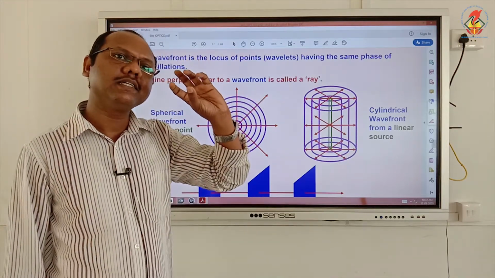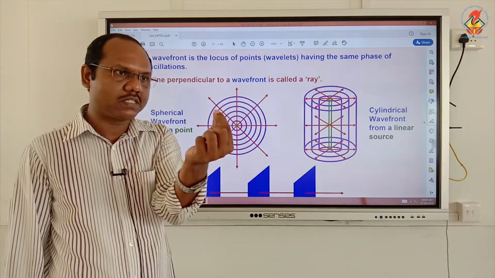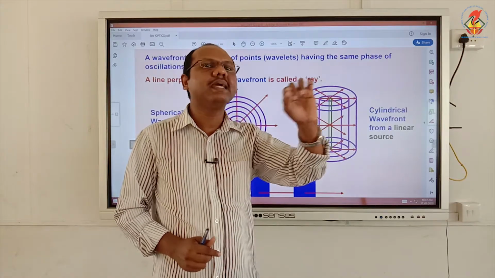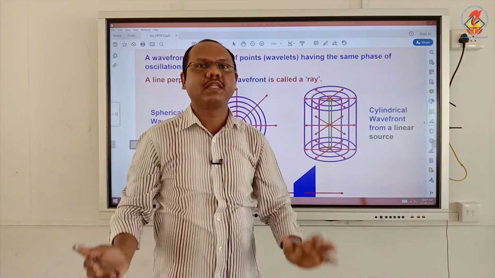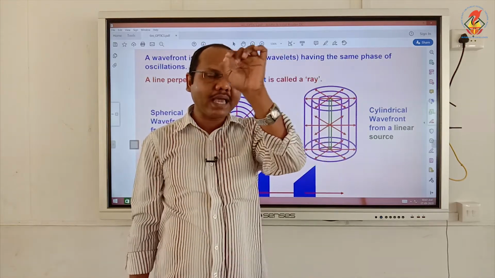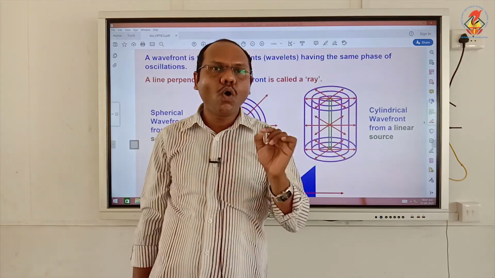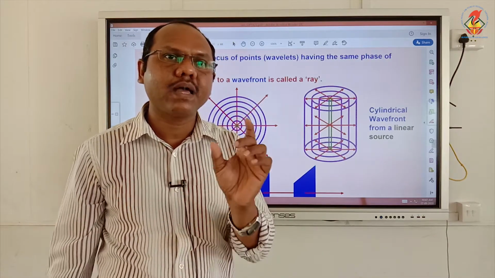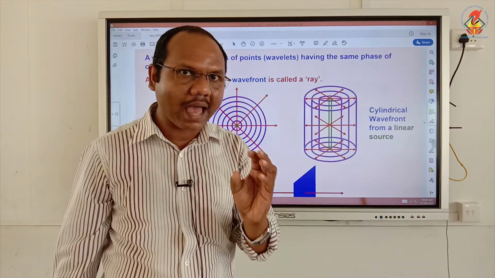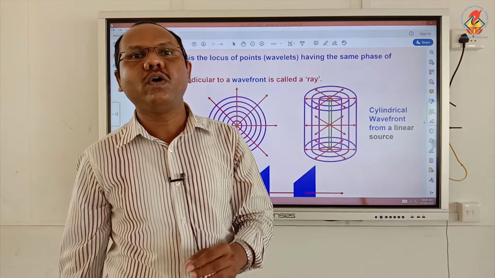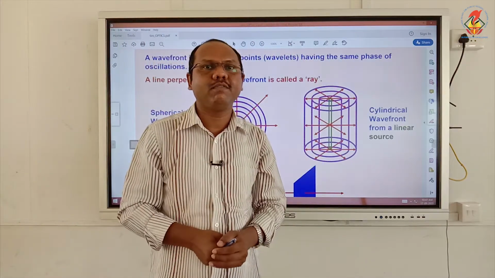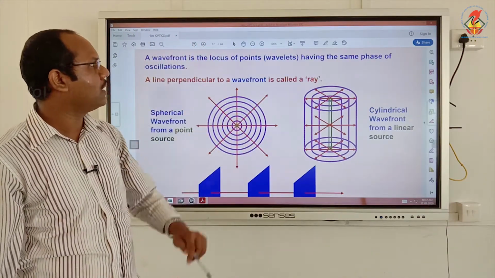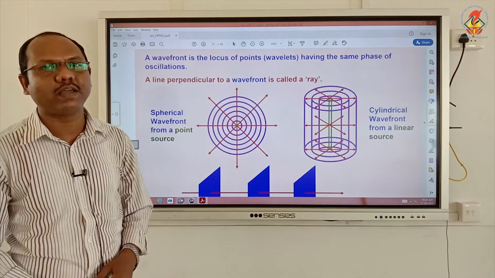Now imagine it in a three-dimensional form. Like a point source is kept here, light is propagating in all the directions. So when I take a radius, you will get a sphere. And if you take any point on the sphere, all waves reaching that point on the sphere will have the same phase angle, the same angle of vibration. So that sphere is called a wavefront. That is why it is written: the locus of all points having the same phase of vibration.